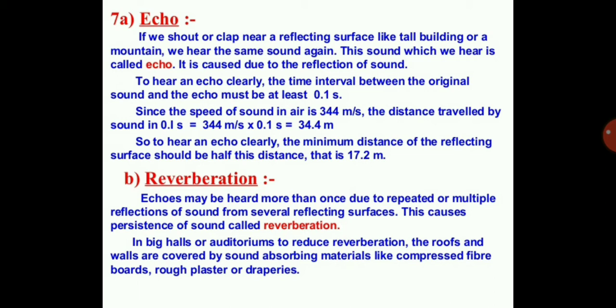In big halls or auditoriums, to reduce reverberations, the roofs and walls are covered by sound absorbing materials like compressed fiber boards, rough plaster, or draperies. That means cloth or wood furnishing is used there to avoid reverberation.